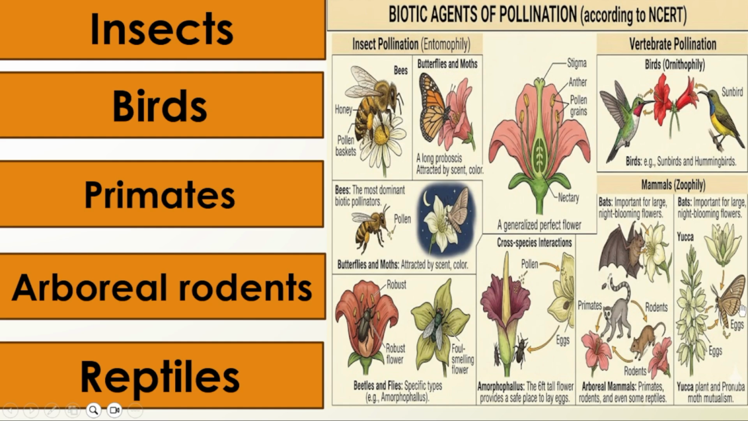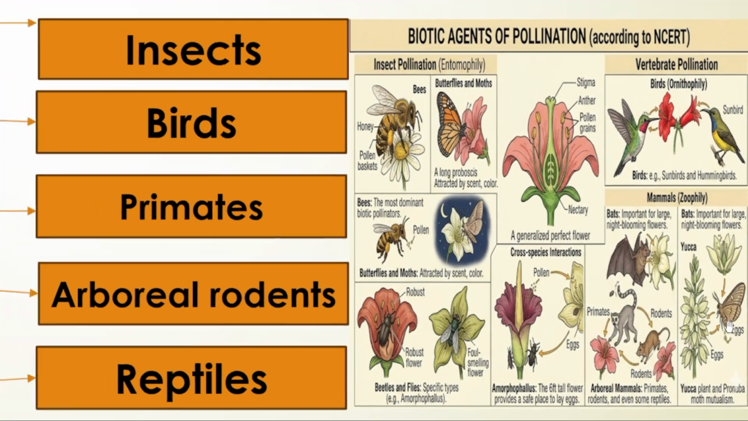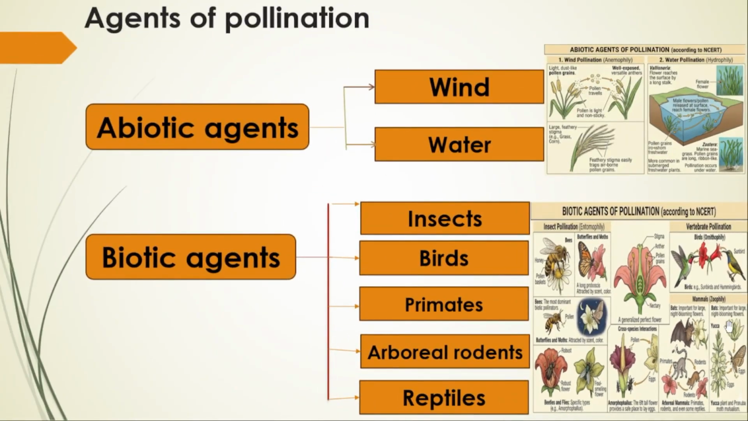These two's life cycles are incomplete without one another. It means the moth's life cycle depends upon the yucca plant, and the yucca plant's life cycle depends upon the moth, that is the pronuba moth. We will be discussing this later on in the next slides. First we will talk about the abiotic agents.